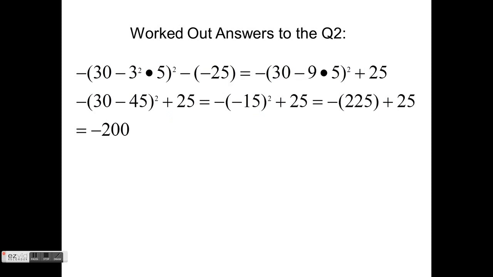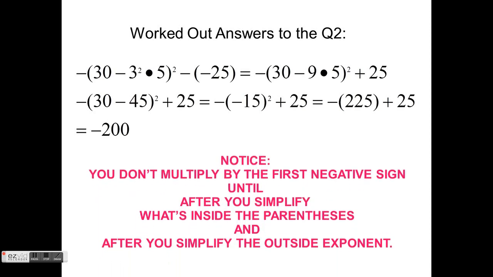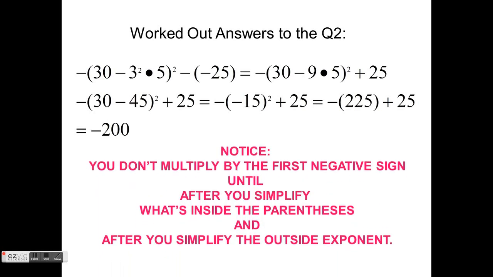Take a look at this one that a lot of you got wrong. A lot of you actually ended up with positive 225 instead of negative 225. See if you can find your mistake. Again, notice that you go inside the parentheses first. You do not distribute that initial negative sign, that zapper, till the end, till after you simplify that parenthesis.